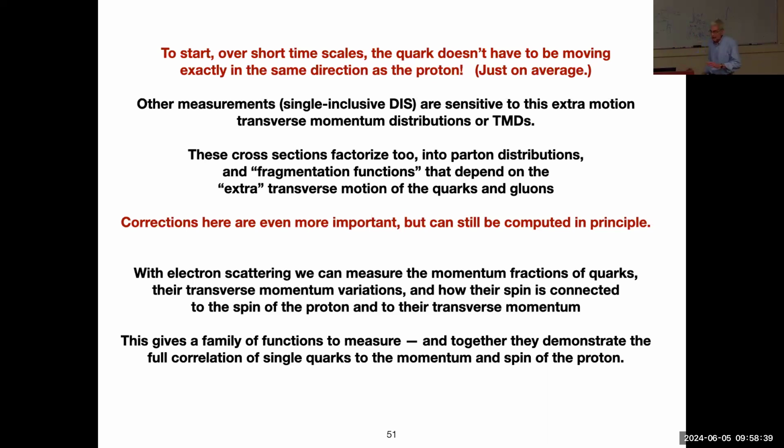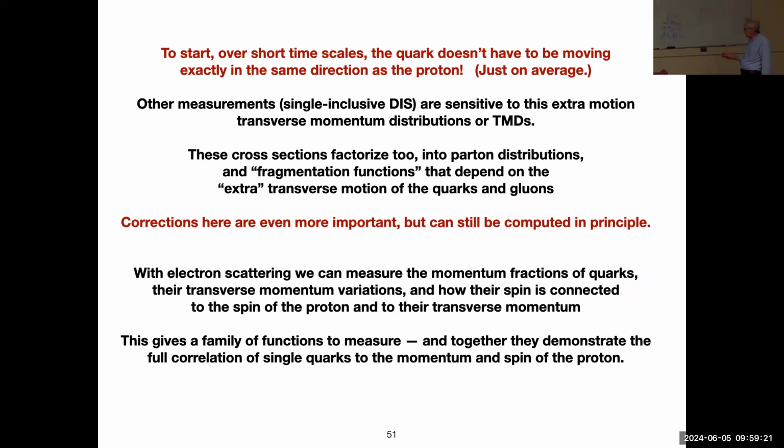And that's why the factorization gets a little bit trickier in that case. It doesn't always apply, particularly in cases when you have two incoming hadrons and then you're looking at partons in the final state. Okay. So here, corrections are even more important and all double logs, but they can still be computed in principle. With electron scattering, we can measure the momentum fractions of quarks, their transverse variations, and how their spin is connected to the spin of the proton and their transverse momentum. This gives a family of functions to measure, and together they demonstrate the full correlation of single quarks to the momentum and spin of the proton.